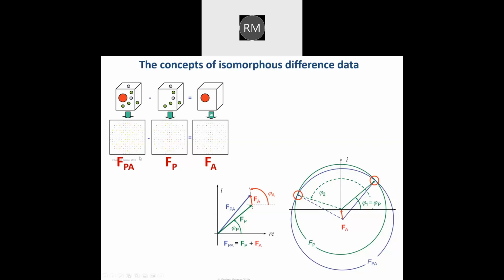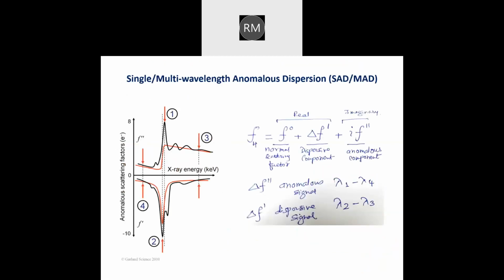I will not go into the details of that, but just remember that once we have the heavy atom soaked, you have the diffraction pattern of native crystals as well as diffraction patterns of heavy atom soaked crystals, and comparing these two diffraction patterns you can get the phase angles of each reflection. I will skip this slide.